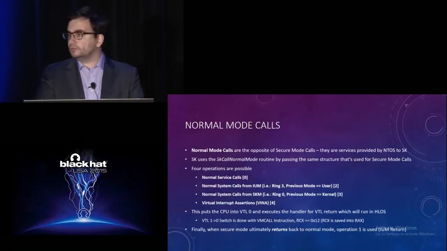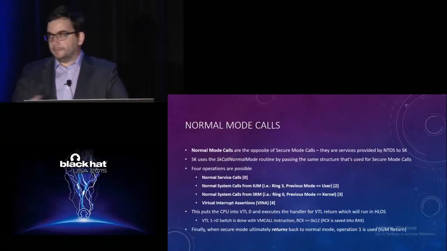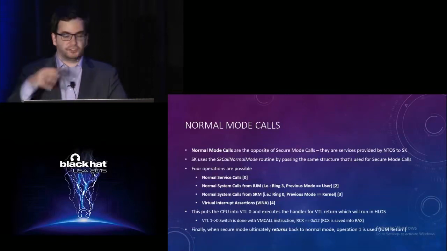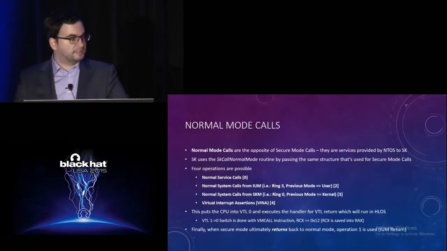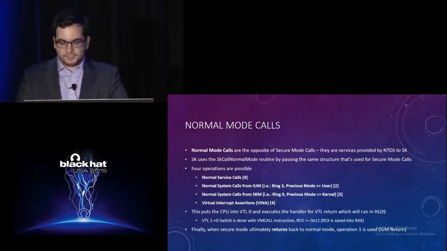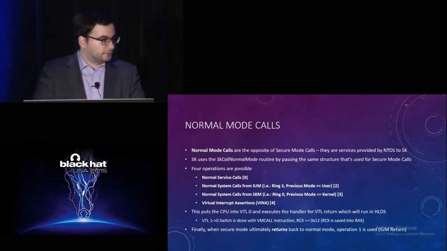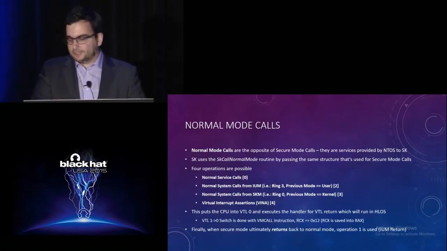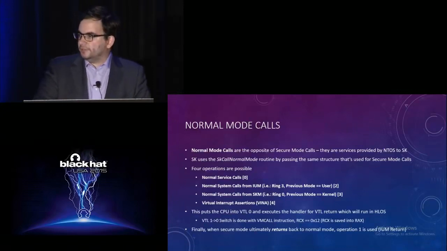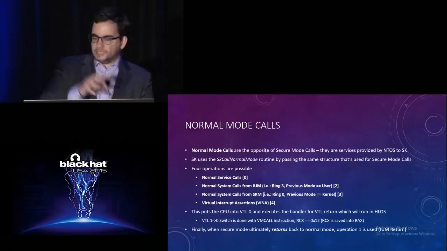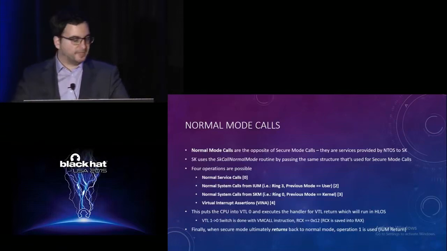Now, there are also normal mode calls. Normal mode calls are the opposite of secure mode calls. These are when the secure kernel needs something from NTOS. Again, there are four possible operations there. There are normal service calls and normal system calls. Normal system calls are when IUM applications need to do a system call, and we want to implement the system call in the normal kernel, not the secure kernel. And normal service calls are when SKM itself needs something from NTOS. Again, these are done through a VMCALL instruction, and these take you from VTL1 to VTL0. You drop down in privilege, and you do the operation that's being asked.